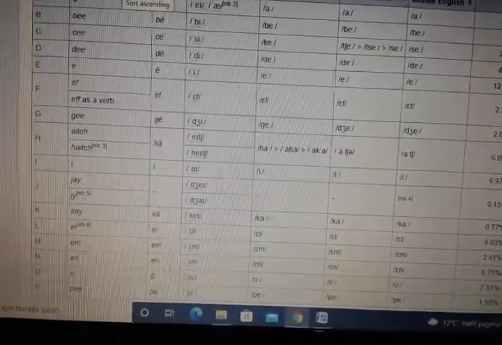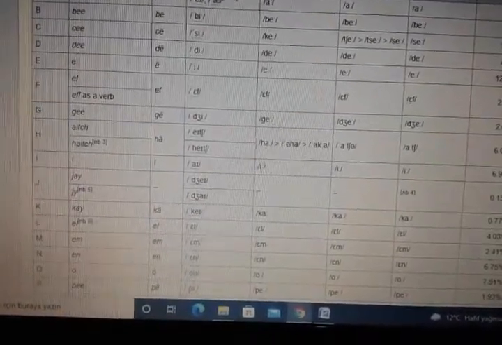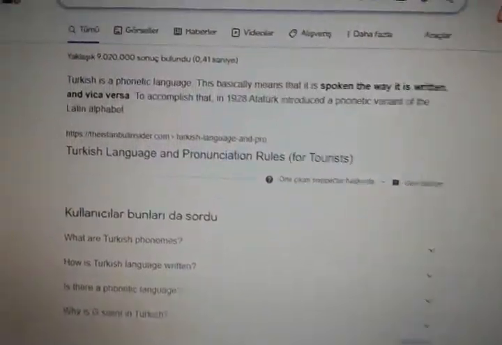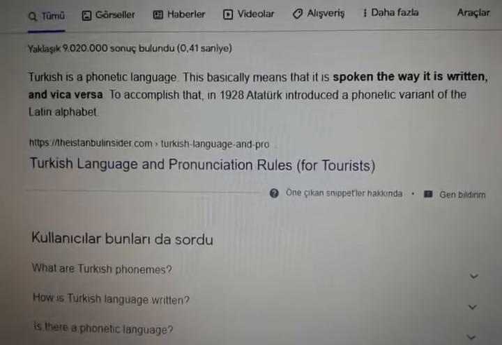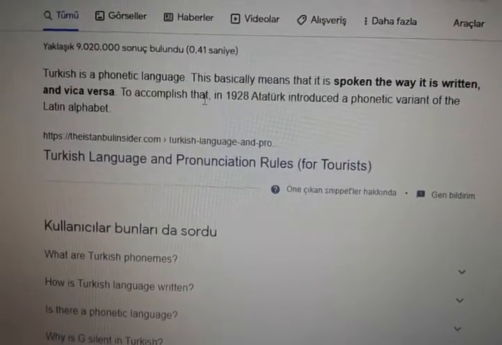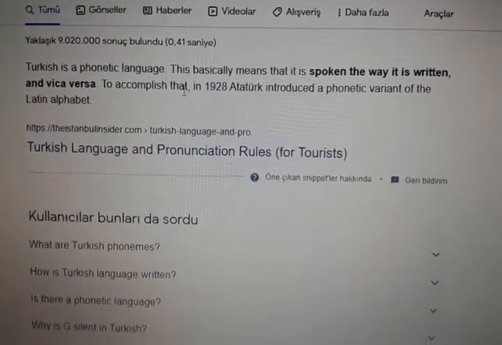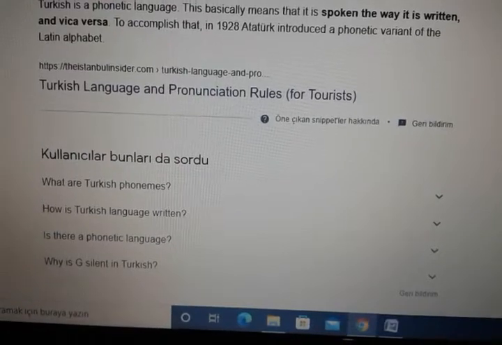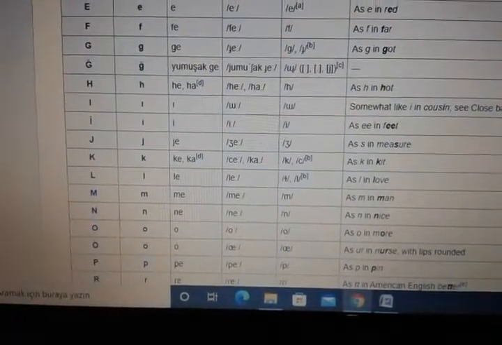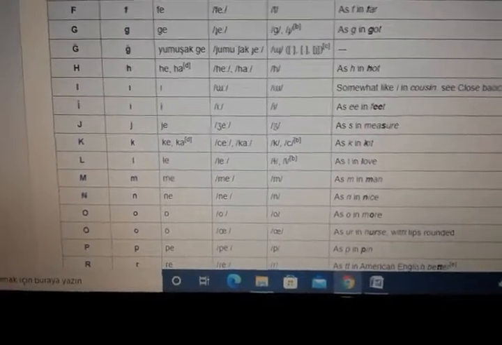Now, first thing you need to understand is that there is a phonetic language and there is a non-phonetic language. Turkish is a phonetic language, which means spoken the way it is written and vice versa. So, in the Turkish language, look at these words, the alphabets, A, B, J, D, A. They don't change. The sound doesn't change.